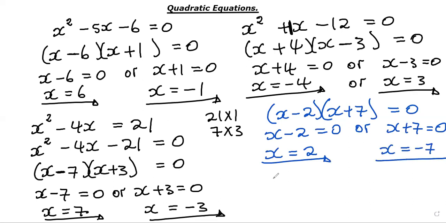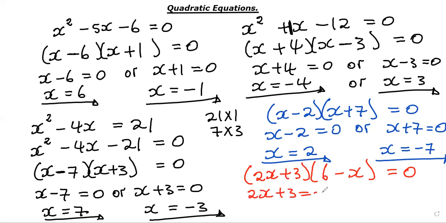Do you see that? Yes. So even in this case, this is when they are playing with you. So here they say x, oh, it's actually 2x plus 3. And then you have 6 minus x. And this is equal to 0. So once again, you don't need to FOIL anything. You just apply your zero factor law. 2x plus 3 equals 0, or 6 minus x equals 0.